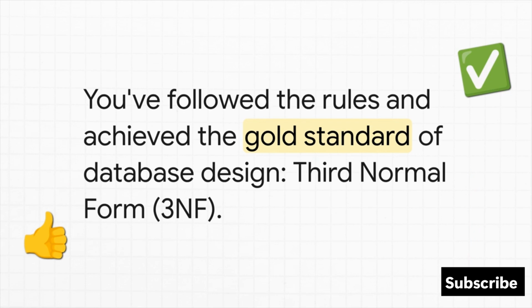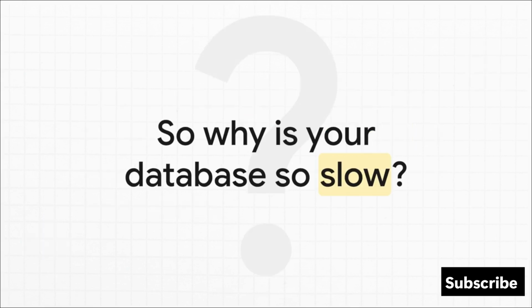You went through the whole process, you normalized your tables, you got rid of all the redundant data, you hit that textbook goal, third normal form. Everything is clean, consistent, logical, it's beautiful. And then you run your app, and it's just sluggish. Queries are crawling, users are tapping their fingers waiting for stuff to load.